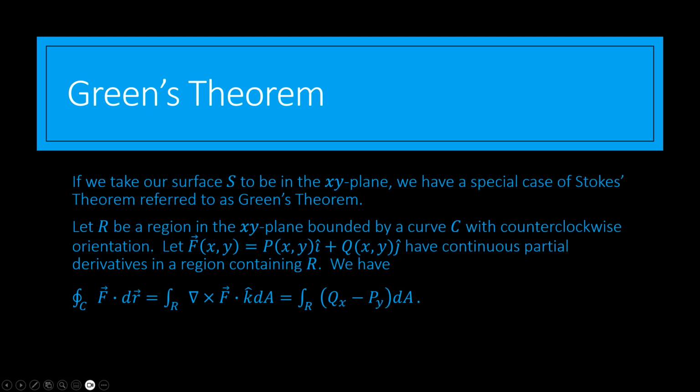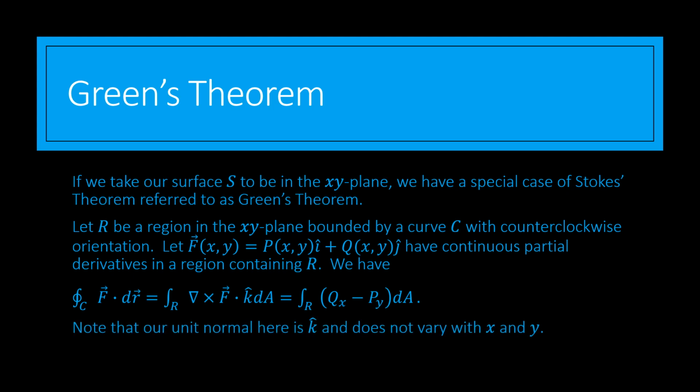This is going to be equal to, and then we can go ahead in this case and calculate this out because it's not so hard since there's only x and y variables. If we do that, the curl here is just Q_x minus P_y times k, and then we dot that with k to get rid of that, and then we just have dA left over. So this is Green's theorem here. It simplifies significantly what Stokes' theorem says because we remove one variable.